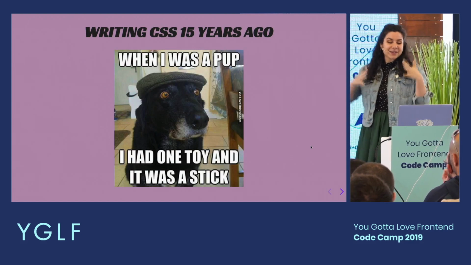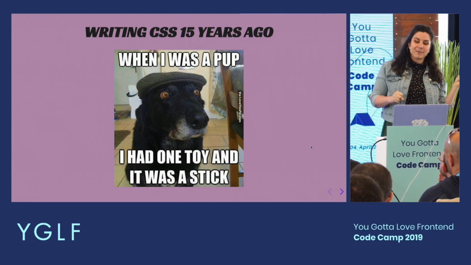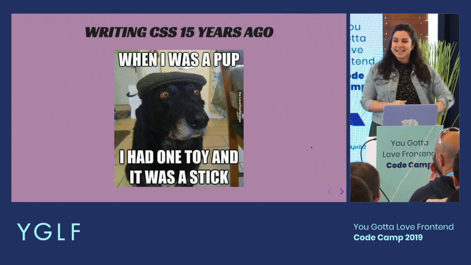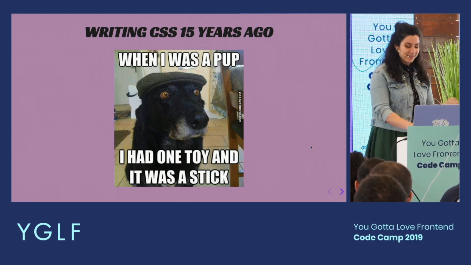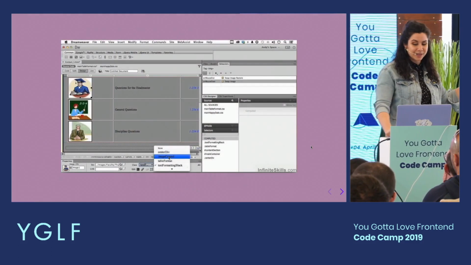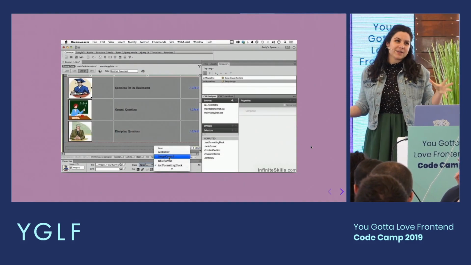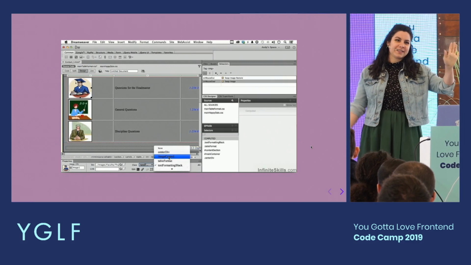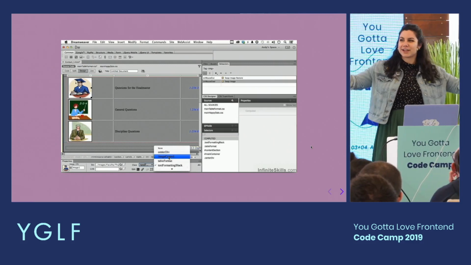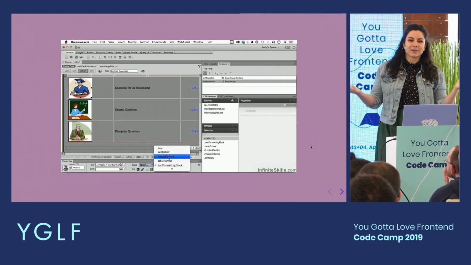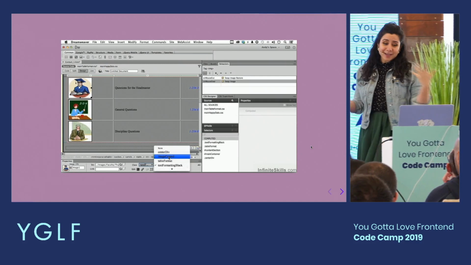So, code has definitely evolved over time. I love this meme. When I was a pup, I had one toy, and it was a stick. I feel like a lot of time we hear web developers talk this way, but CSS has evolved so much. Back in the day, you had a couple of layouts, and they were right side fixed and then stretch the rest of your layout, or right and left side fixed and the middle stretch, and those were your 2 Dreamweaver options that were available as boilerplates. And that was like the original Flexbox.